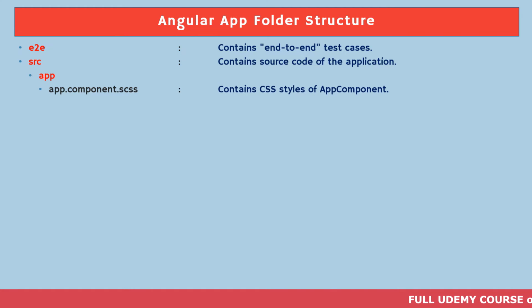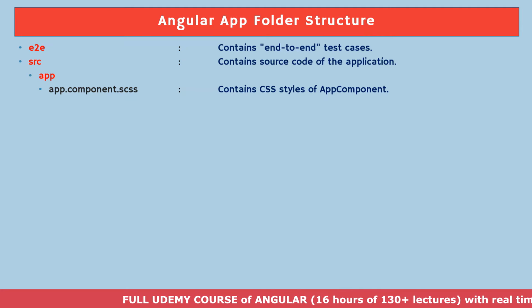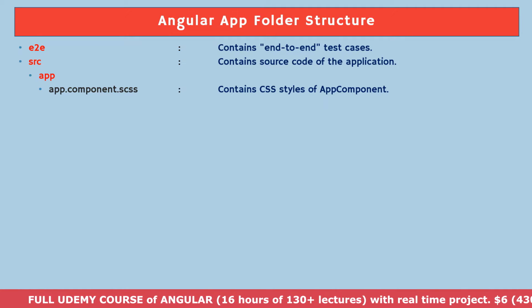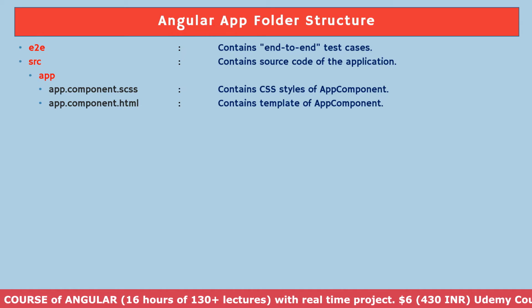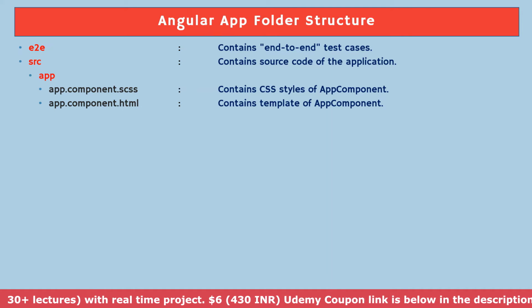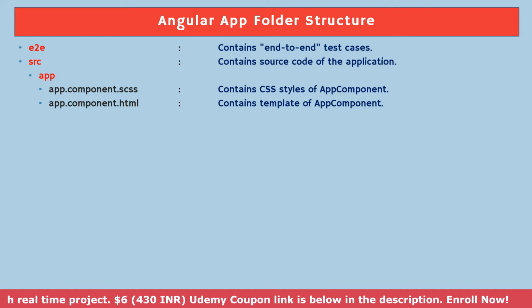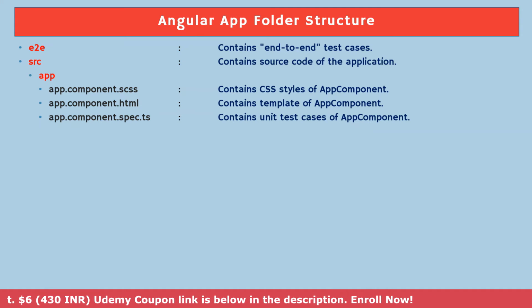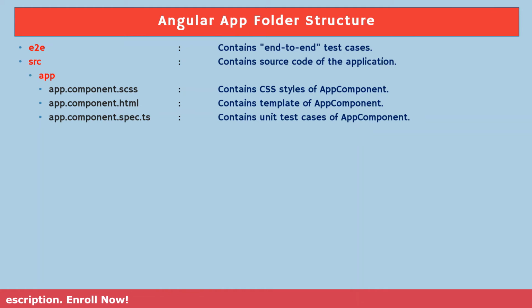The app.component.scss file contains the CSS styles of the app component. The app component is a startup component of the Angular application. The app.component.html file contains the template of the app component, which will be displayed to the user automatically at startup. The app.component.spec.ts file contains the unit test cases of the app component to perform unit testing using Jasmine. The app.component.ts file contains the actual component class of the app component.